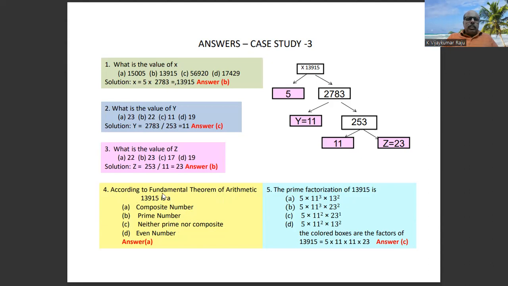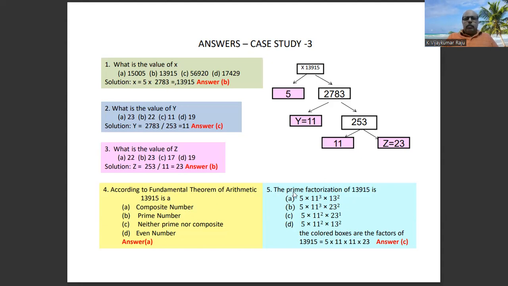But if you see this, this particular number is ending with 5. If a number ends with 5, it will be divisible by 5. That means in addition to the factors 1 and 13,915, it will have 5 also as its factor. That means it has more than 2 factors, so it is a composite number. Because it ends with 5, it is divisible by 5. Therefore, it is a composite number.